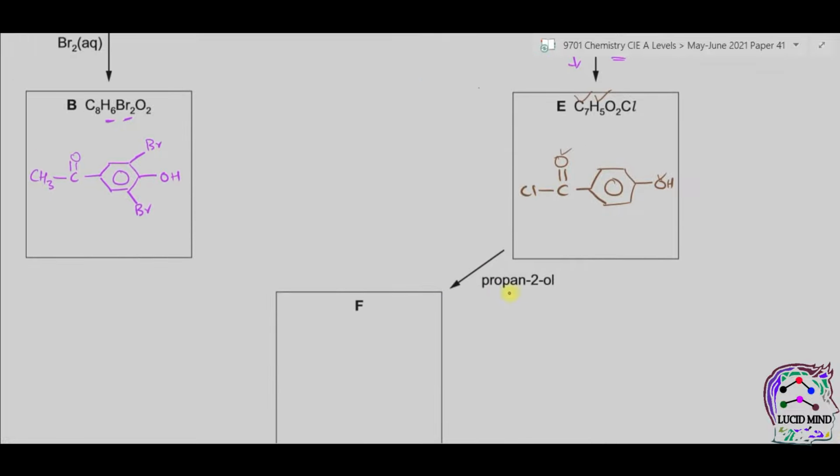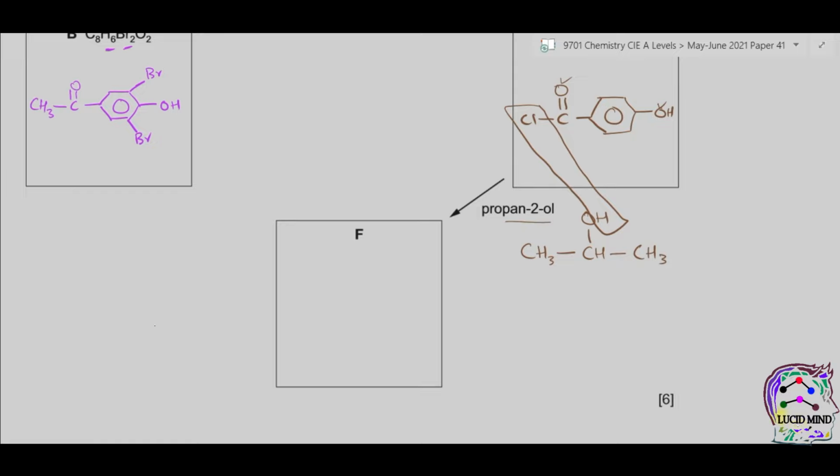Moving towards the next part, we have propan-2-ol. Propan-2-ol is like this. We have CH3, CH, CH3, a 3 carbon alcohol. Now what can happen is that this acyl chloride can react with this alcohol to form an ester. In a condensation reaction, HCl will be removed.